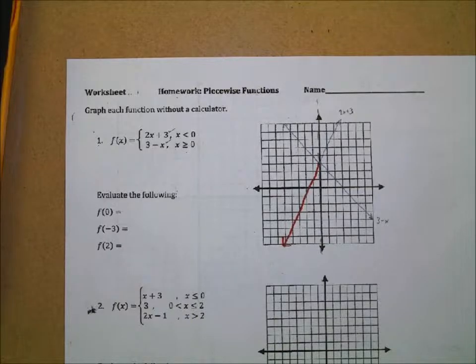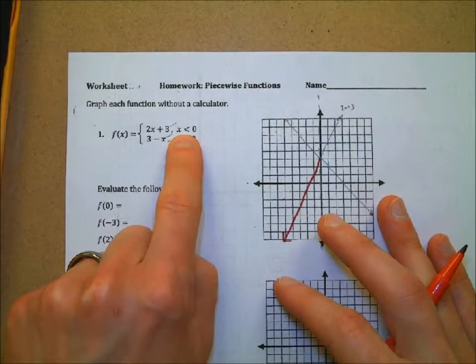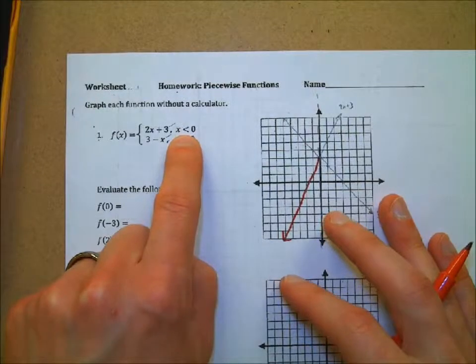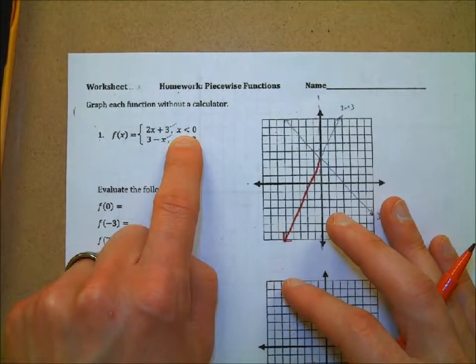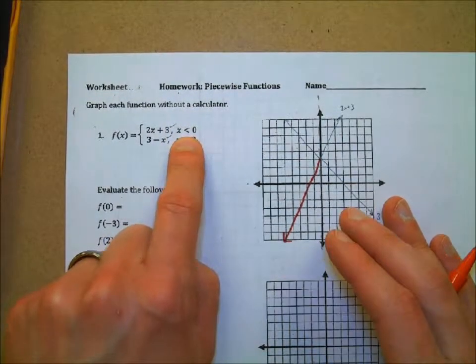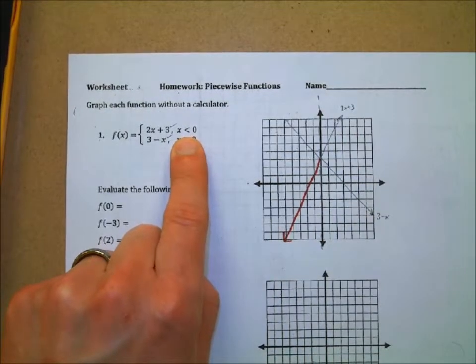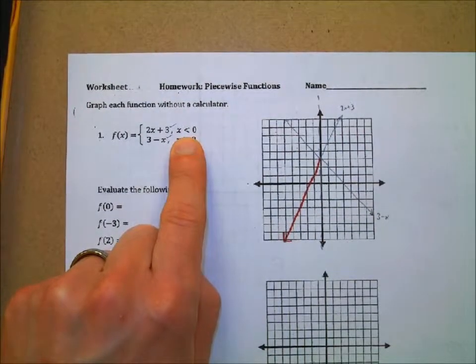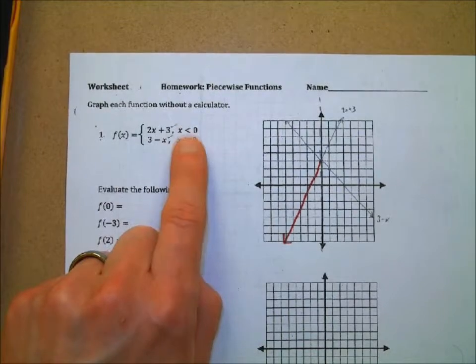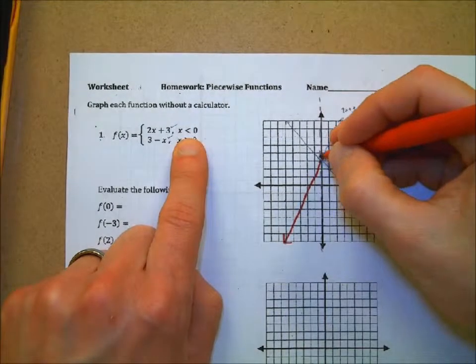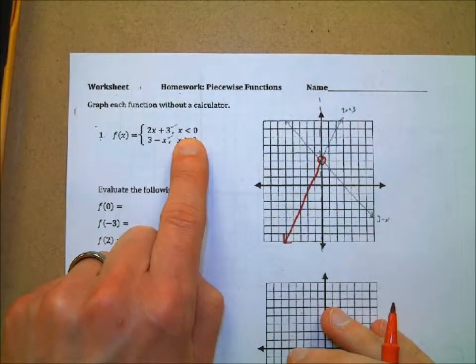Now, at 0, what kind of endpoint should I put? There's no equal to. So should my point be solid or hollow or open? If it's no equal to, it should be open, right? So I'm going to put an open circle at the end there, because it doesn't have the equal to.